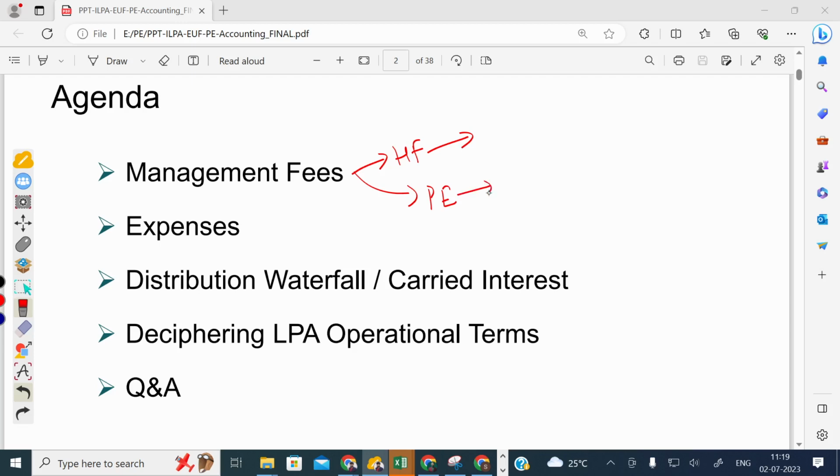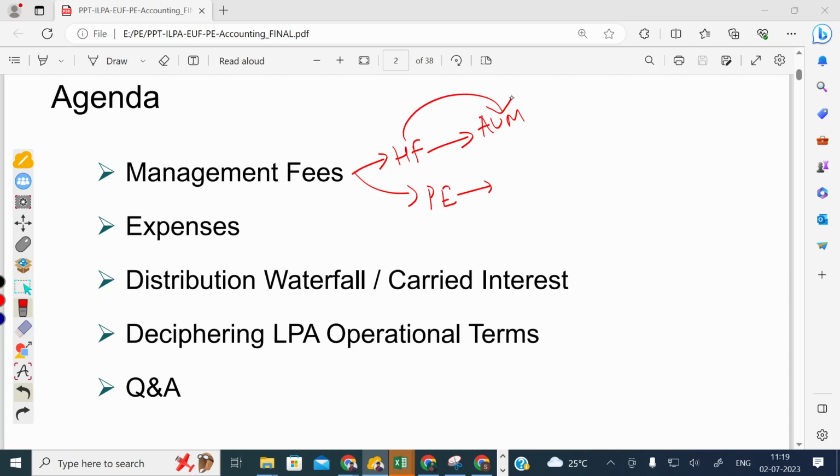Maybe in private equity, the general partner would not be entitled to pay management fee. No. So what do you understand when we say assets under management? Total current market value of the portfolio. Exactly.